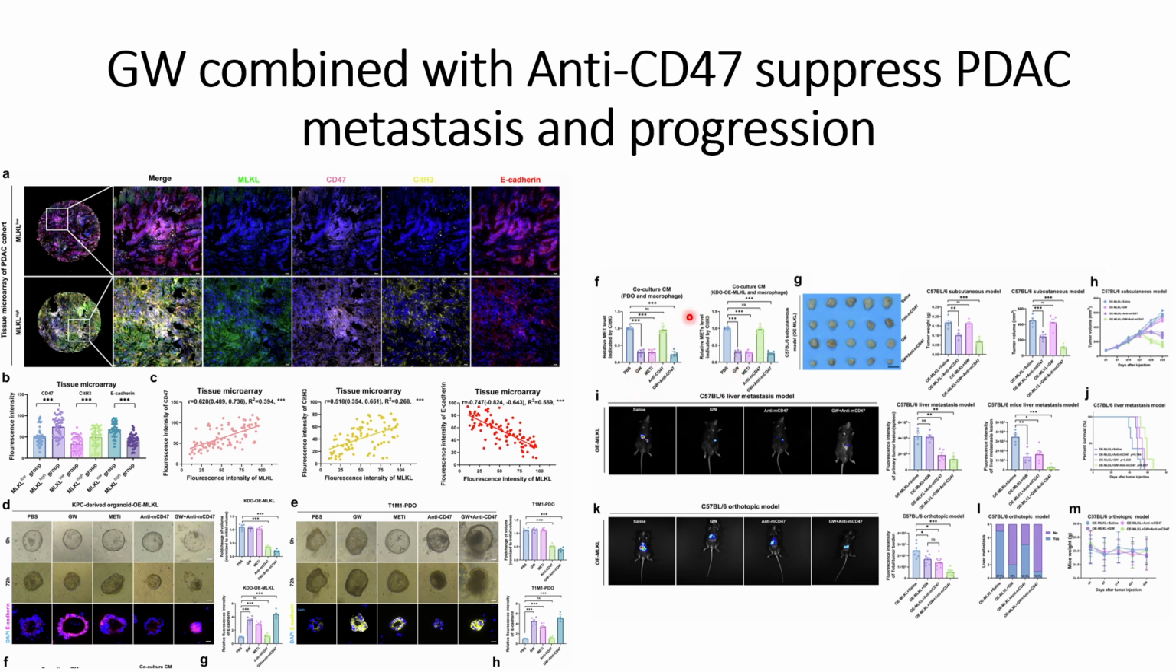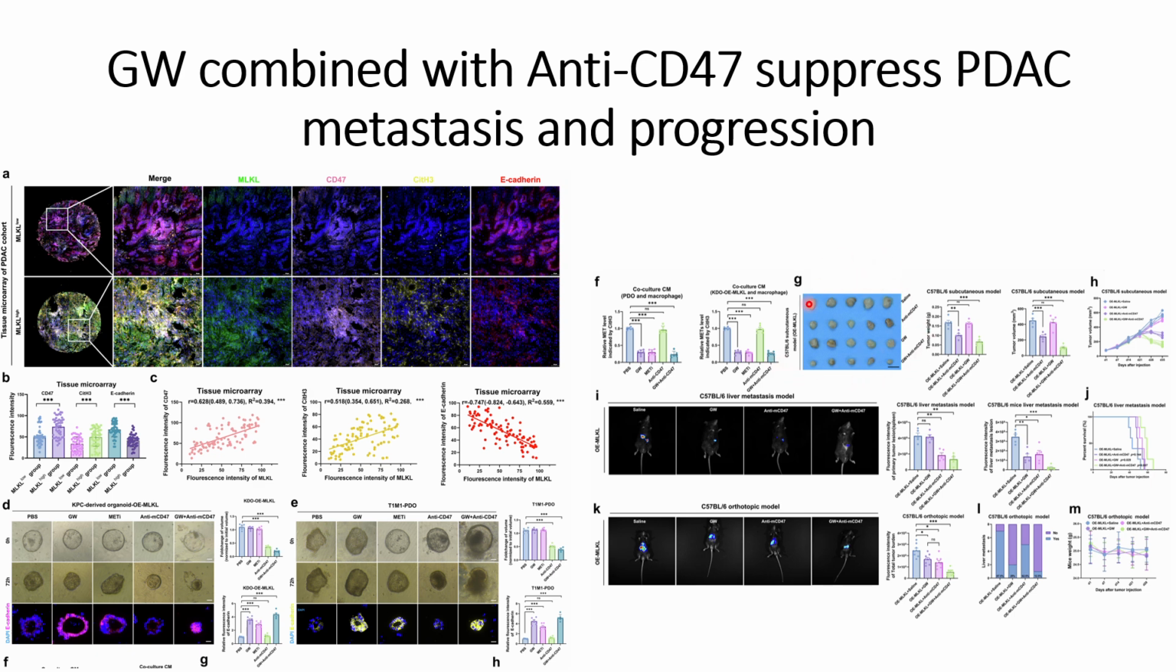And so the culture medium is obtained from the PDO and macrophages, and in the second case the culture medium is obtained by co-culturing KDO overexpressed MLKL and macrophages. In both the cases the results are lower in the conditions where they use GW and anti-CD47.